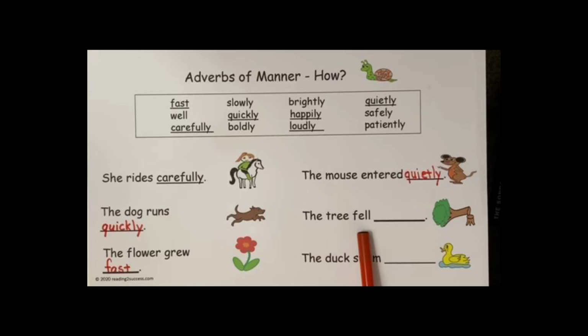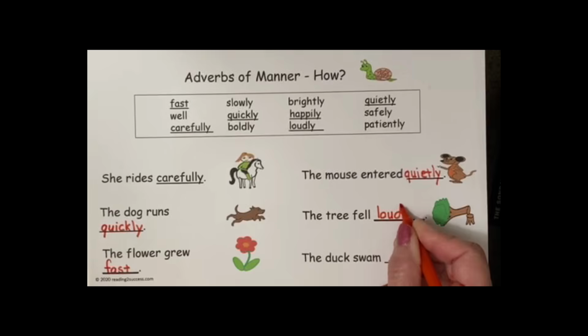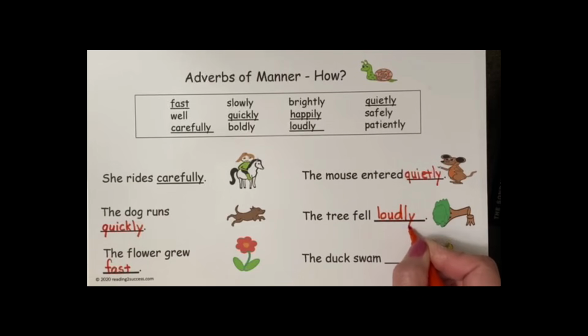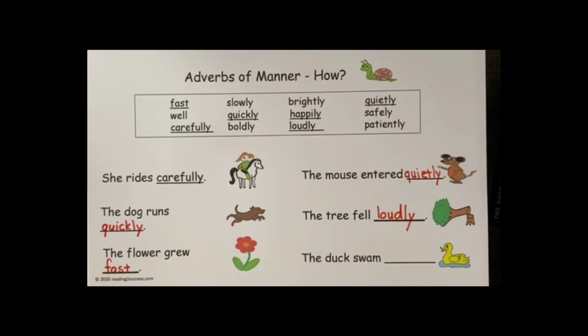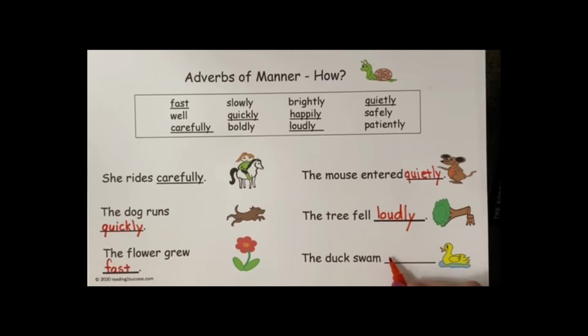The tree fell. How? Loudly. L-O-U-D-L-Y. And our last one, the duck swam. We have one left, and that would be happily. H-A-P-P-I-L-Y. So let's read all our sentences.